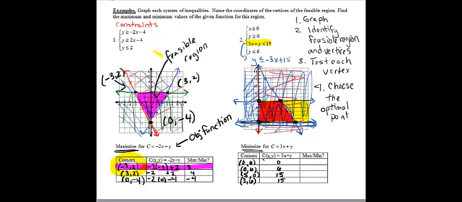Now I wanted the minimum, right? The minimum amount. So in this case, the minimum amount is 0. So my minimum amount is the ordered pair 0, 0. It gives me a minimum of 0, and therefore this value here does indeed give me my min.